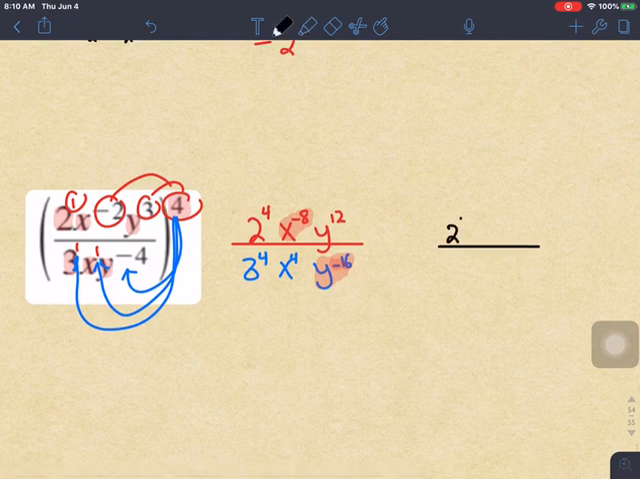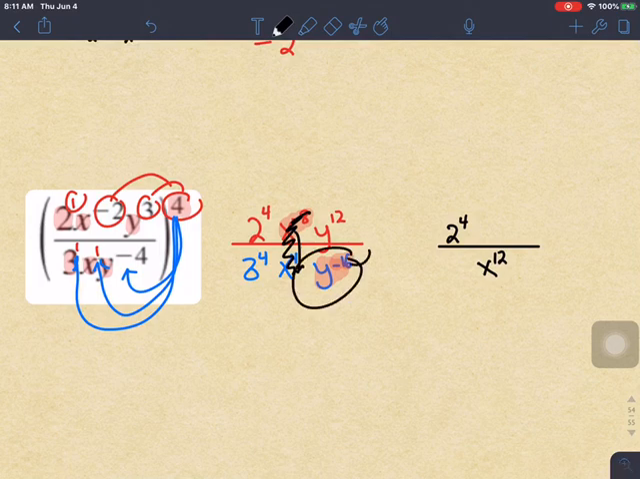2 to the 4th stays the same. X to the negative 8 goes down, okay? So it becomes x to the 4th times x to the positive 8. That's what happens with your x's there. So that becomes x to the positive 12th on the bottom. And then the y to the 16th goes up, and it becomes y to the positive 16th.